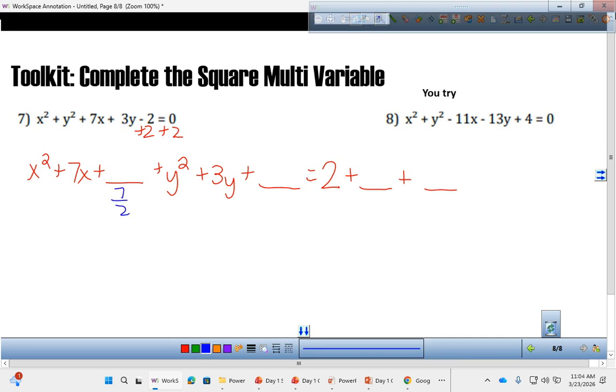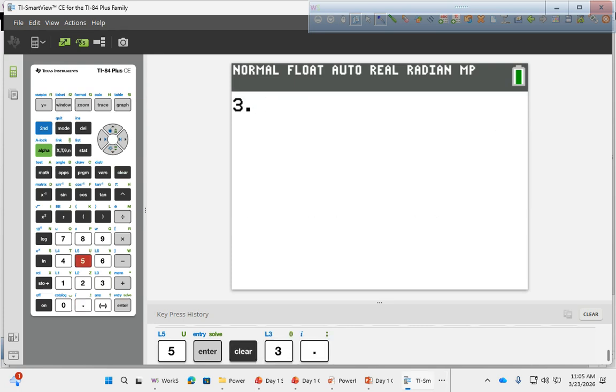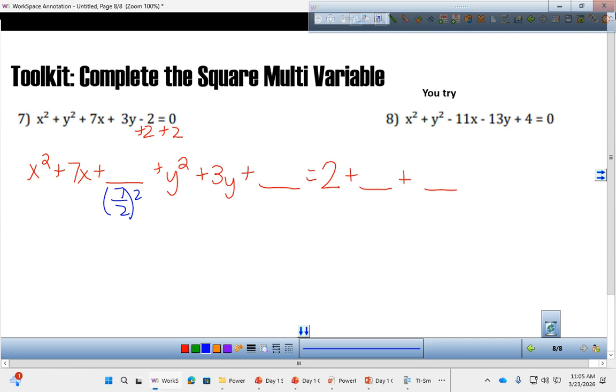All right, to get the number that's going in this blank, I'm doing 7 divided by 2, splitting that 7 into 3.5 and 3.5, and then squaring the 3.5. So 3.5 squared is 12.25. So that's my first blank. And since I'm adding that to the left, I'm going to add it to the right as well.